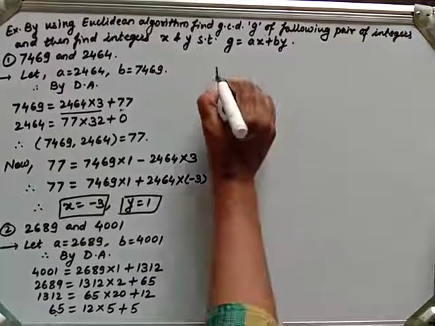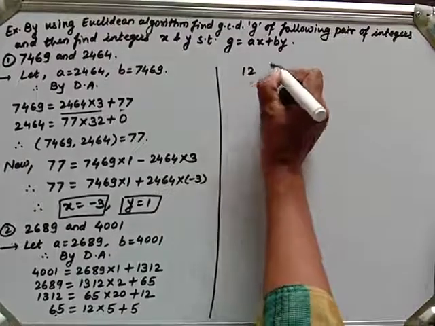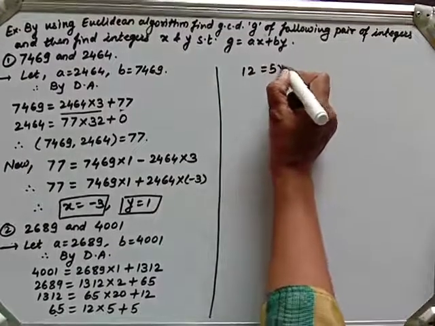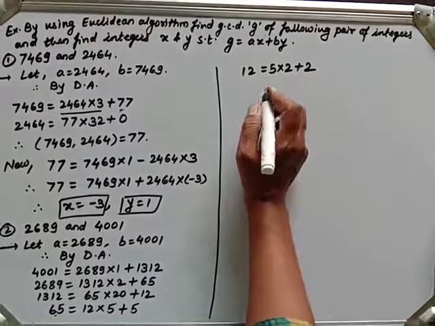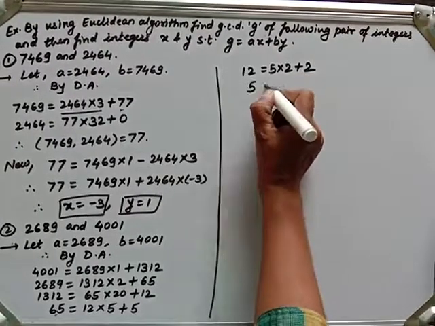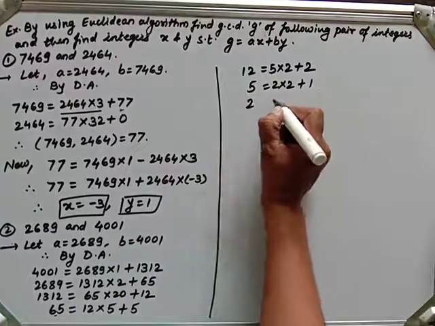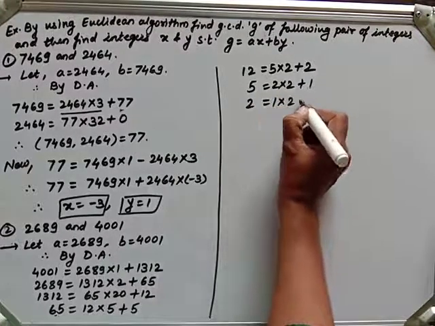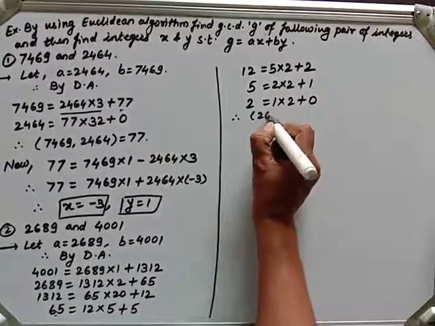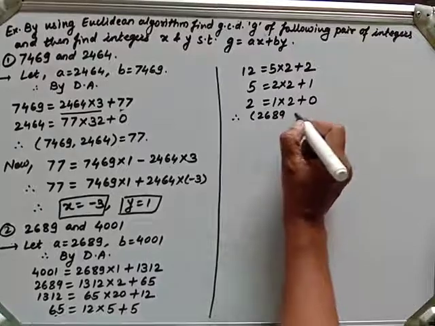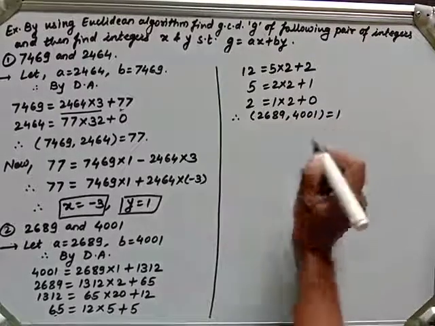Then next, this 12 we will take. 12 is equal to 5 multiplied by 2 plus 2. Then 5 is equal to 2 multiplied by 2 plus 1. And 2 is equal to 1 multiplied by 2 plus 0. Therefore, we get the GCD for 2689 and 4001 is equal to 1.